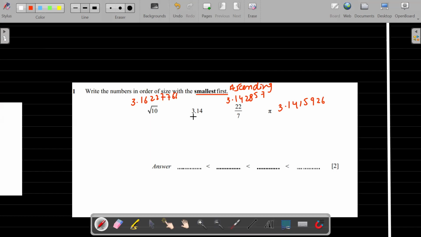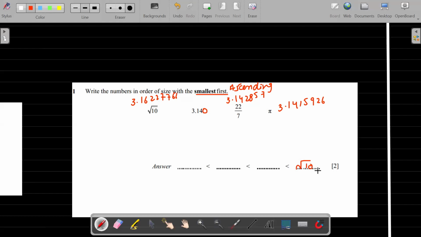Let's compare their decimal places now. The first whole number is 3, 3, 3, 3. These are the same. First decimal place 1, 1, 1, 1. That is also the same. Now the second decimal place: this is 6, and the others are 4, 4, 4. It means that 6 is bigger. None of them except this one has 6, so that will be the largest.